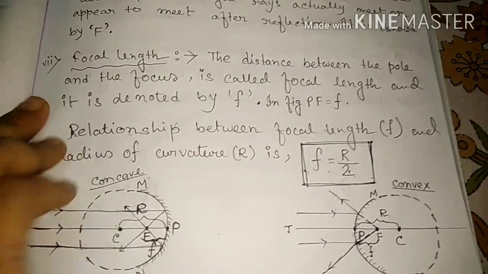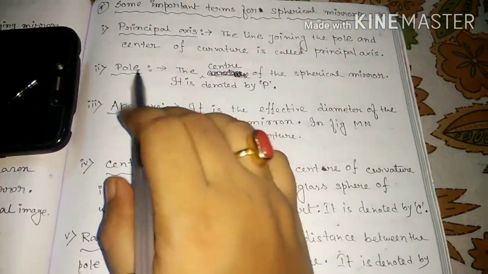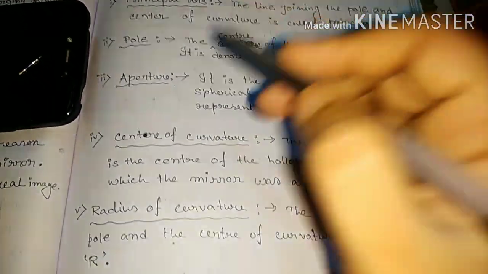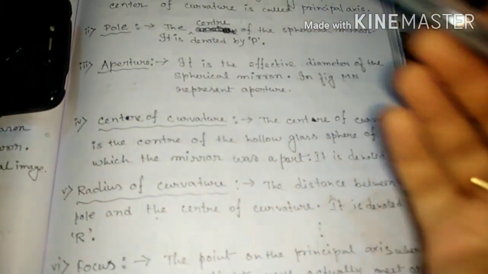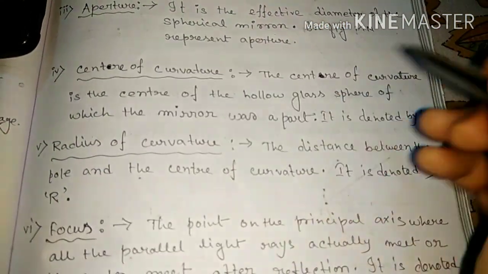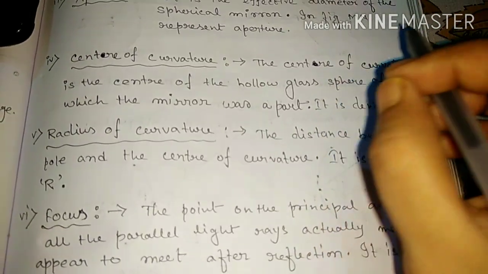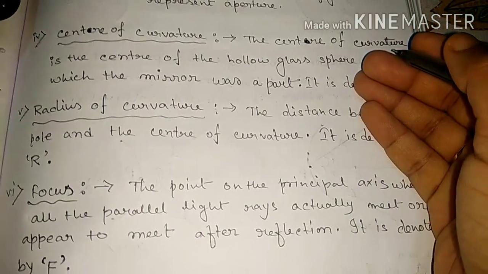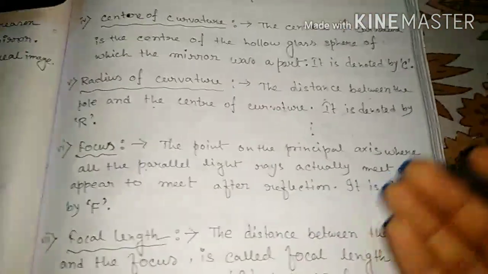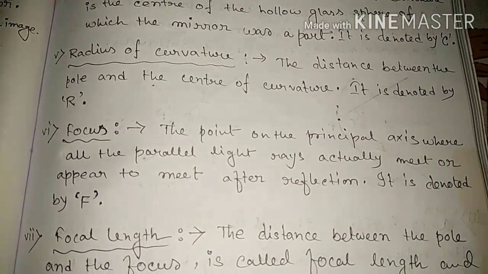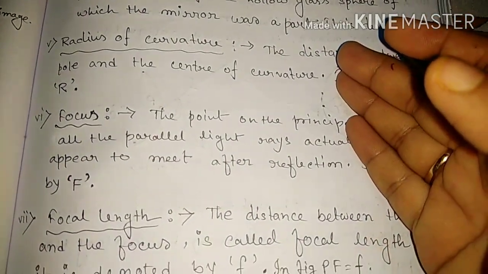Okay. So first one is a principal axis. Next one is a pole. It is the center of a spherical mirror. It is denoted by P. Aperture. It is a part of a spherical mirror, that curvature. Center of curvature. It is the center of the hollow glass sphere of which the mirror was a part. It is denoted by C. Radius of curvature. The distance between C and P, that means pole and center of curvature. It is denoted by R.